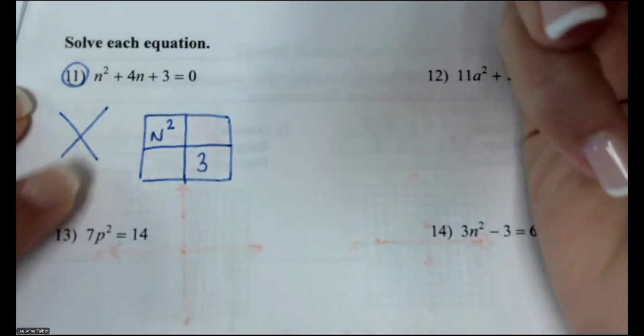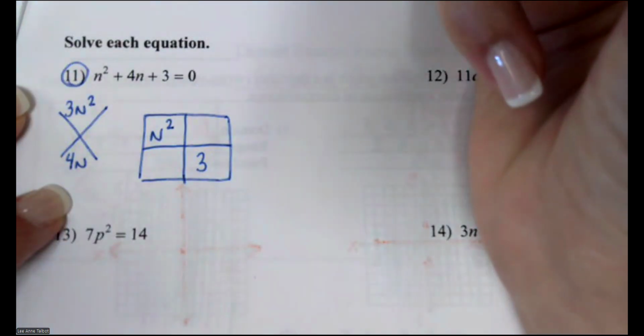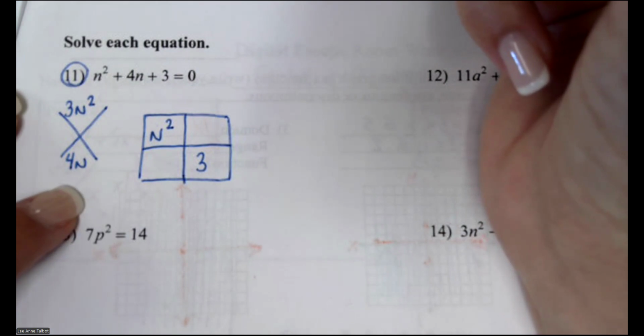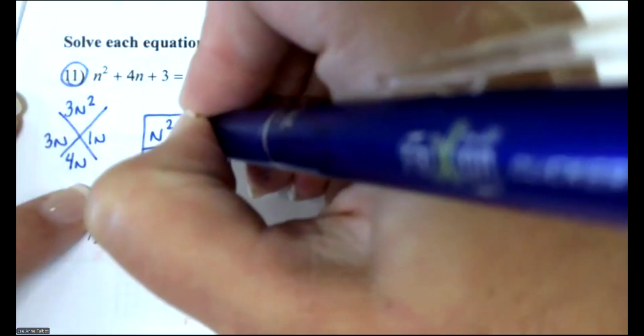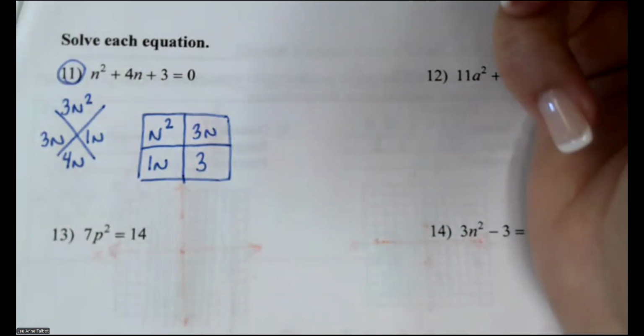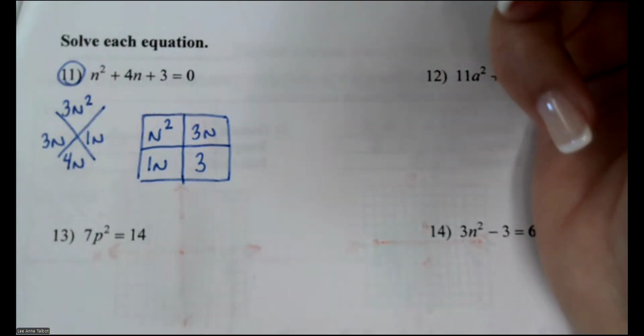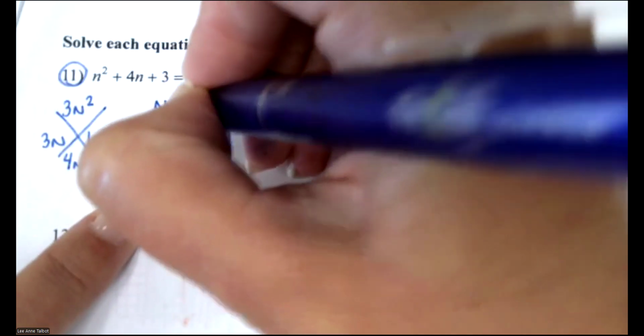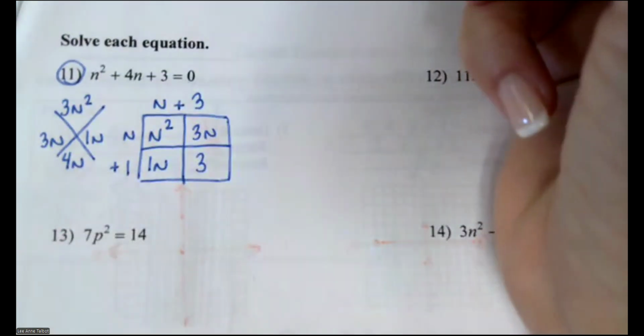Okay, n squared 3, 3n squared 4n. What is the diamond for this? Yep. Beautiful. And if you want to just put n, you can. I like to put one n because it helps. N 3, 1.